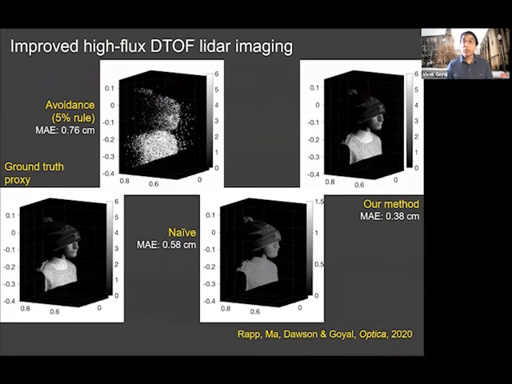Our method is not to avoid, but instead to make good sense of the high flux data, and the results are much better. The mean absolute error of the depth is about half of what you get with the avoidance strategy, and the improved reflectivity estimation makes the visual improvement even greater.